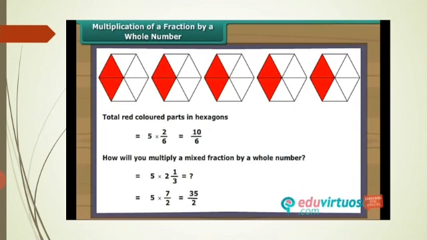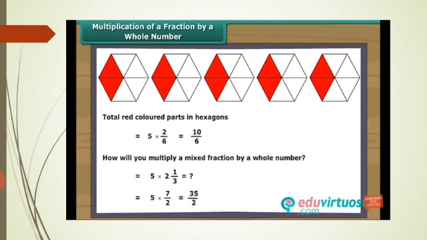So 2 sides I have shaded. How many shapes have I given? 5 shapes. So the total red colored parts in the hexagons: how many parts have I shaded? 2 parts. Then the total number of parts is 6. So 5 into 2 by 6. So you need to multiply numerator and denominator as such, or otherwise you can cancel the numbers if possible. But we can multiply numerator and denominator: 10 by 6.